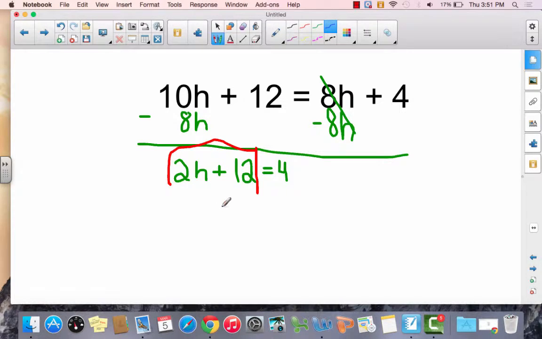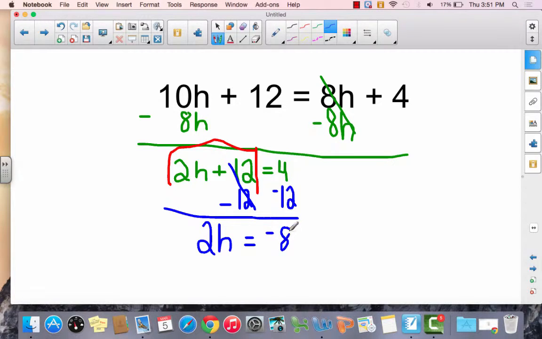And it's a positive 12, so the inverse or the opposite is to pair it with a negative 12. And again, whatever we do on the one side of the equation, we do on the other. So I'm also going to subtract 12 from the right-hand side. On the left, we're left with a 2h. And on the right, we are left with a negative 8. And I have one more step to go because h isn't by itself yet.